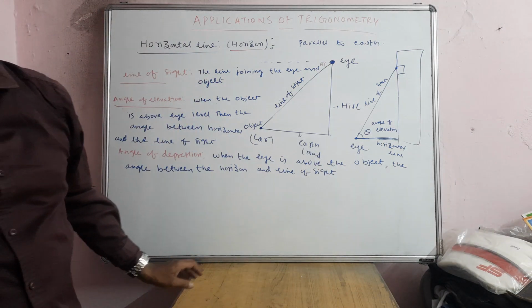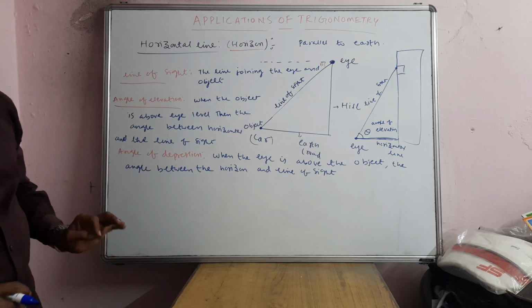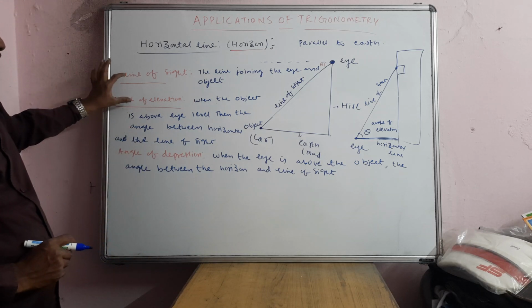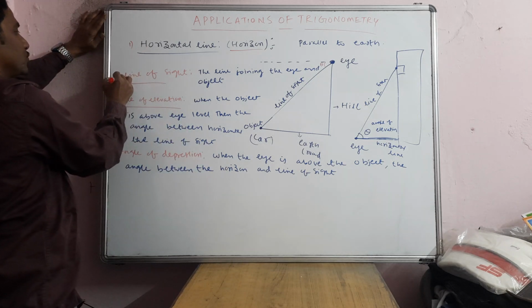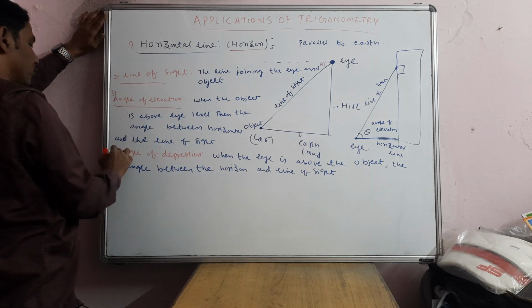Now we will go to the next: line of sight. Okay, 4 points. So these 4 points are done: 1, 2, 3 and 4.